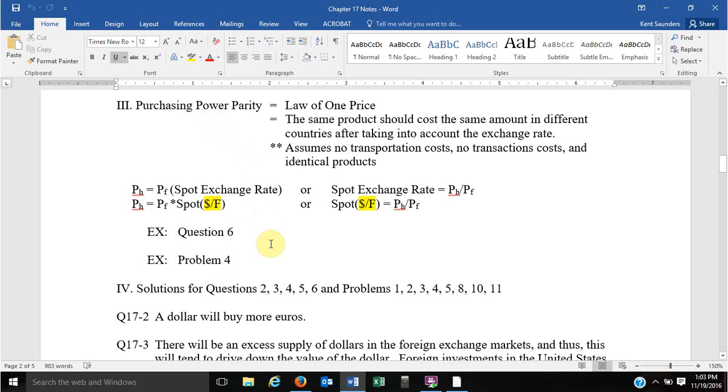Those are the three concepts we want to be familiar with in Chapter 17. Currencies and exchange rates, and there's a sort of subcontext there. Is that a direct quote or indirect quote? Is the currency appreciating or depreciating? Is it a spot exchange rate or a future exchange rate? So that's one big concept. The second big concept is interest rate parity. And then lastly, purchasing power parity.